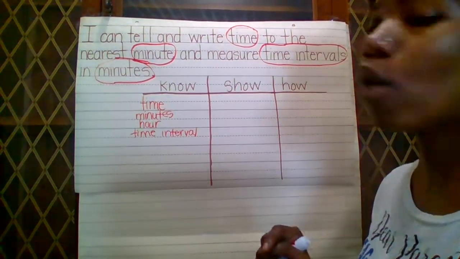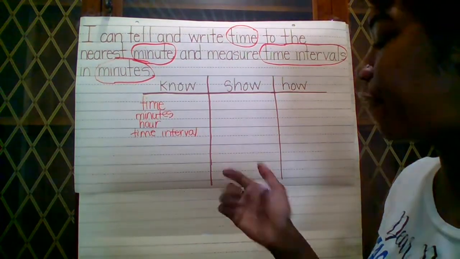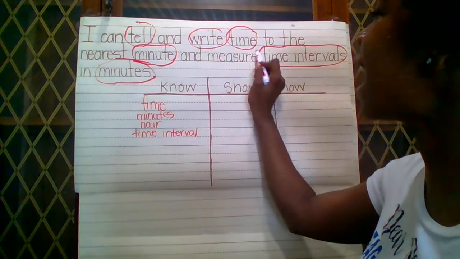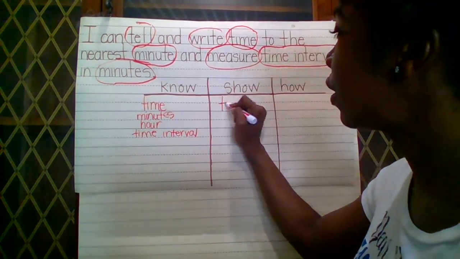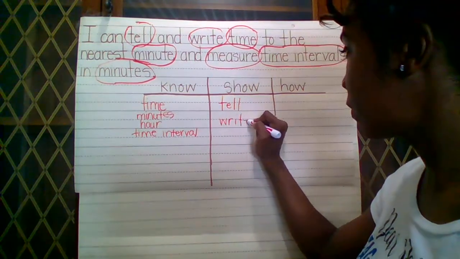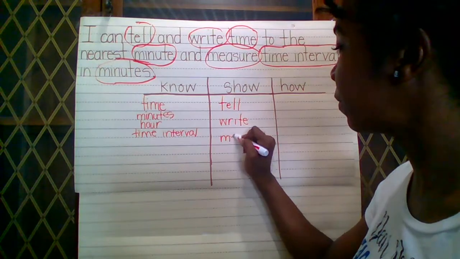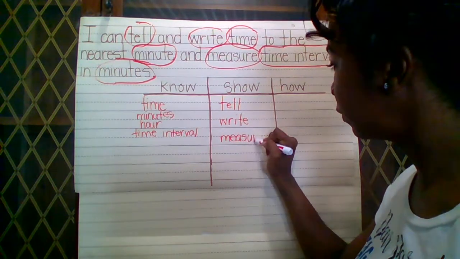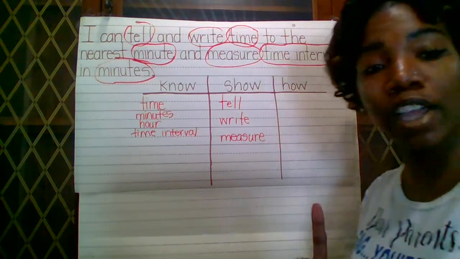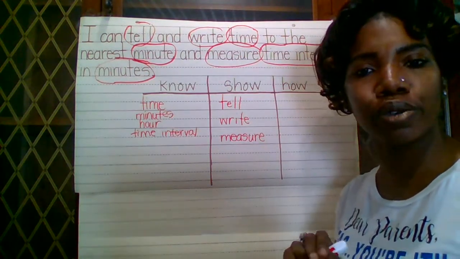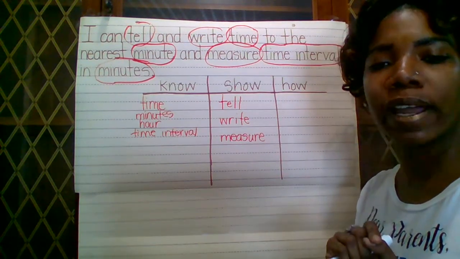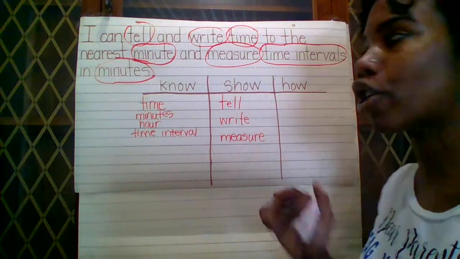So, how are we going to show this? Well, my verbs, I see tell, and we're going to write and measure. Tell, write, and measure. How are we going to do this? Your how is always your strategy. What strategy are you going to use? Well, in the classroom, our strategy for elapsed time is the T chart.